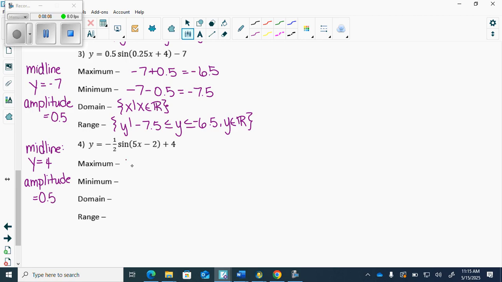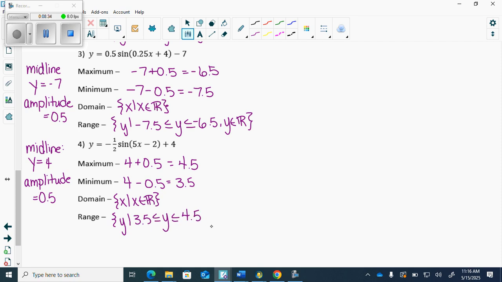So my maximum is going to be 4 plus 0.5, so I'm at a line of 4, I go up 0.5, I'm now at 4.5 for my highest. I'm at a horizontal line at 4, I'm going to go down 0.5, and now I'm going to be at 3.5. So my domain is x in the reals. My range is y such that 3.5 is less than or equal to y is less than or equal to 4.5. Y is now in the reals. Yeah? So not too bad, correct?